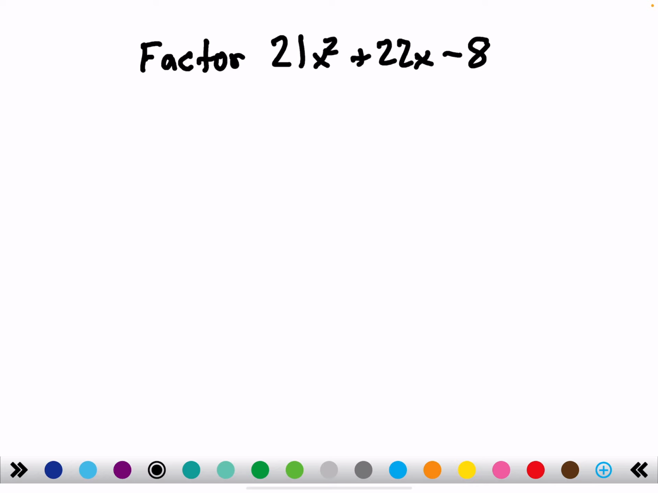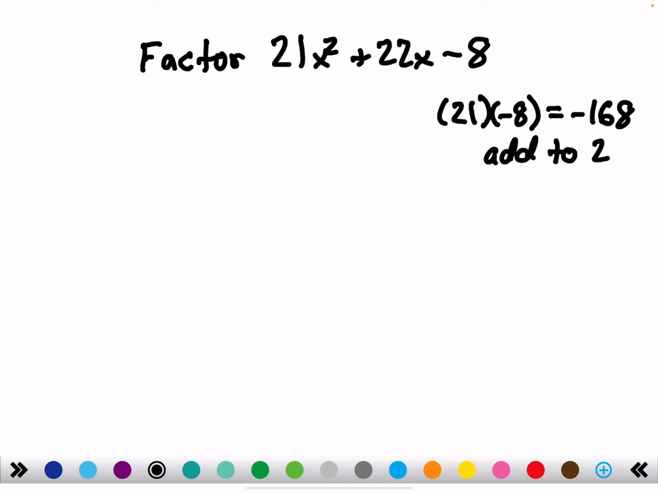So now we ask ourselves a factoring question. What are two numbers that multiply to 21 times negative 8? That happens to be negative 168. And they add to positive 22. So there's a difference of 22 between these factors. So it's like a factors of 168.